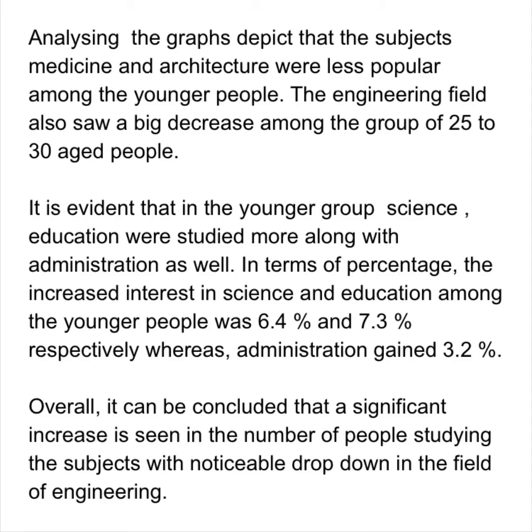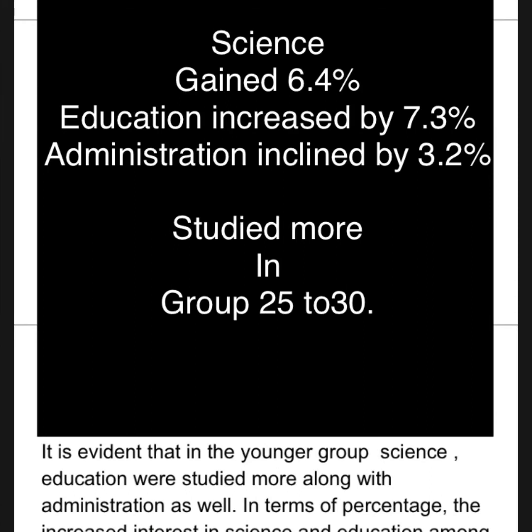So it is evident that in the younger group, science and education were studied more, along with administration as well. If we are talking in terms of percentage, the increased interest in science and education among the younger people was 6.4% and 7.3% respectively, whereas administration gained 3.2%. In data analysis, we are writing along with the percentage given. This is for science 6.4%, for education the increase was 7.3%, and for administration it was 3.2% in the younger group.